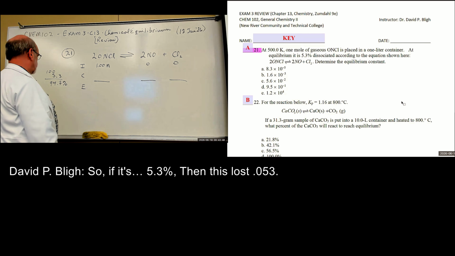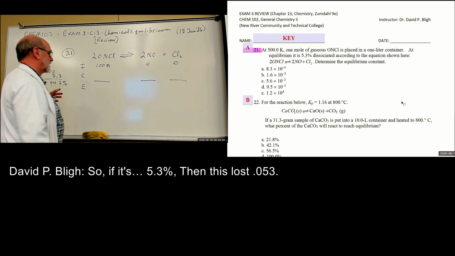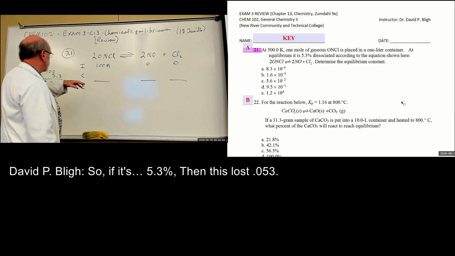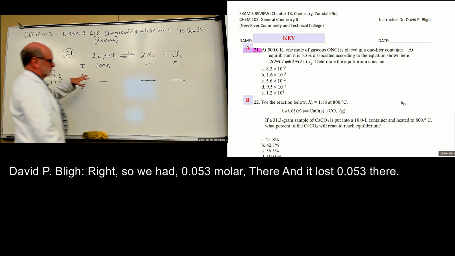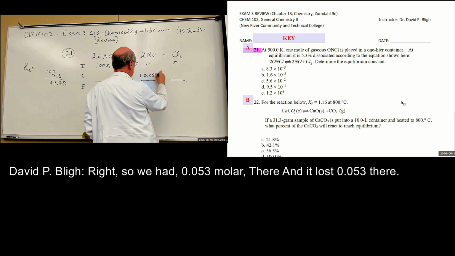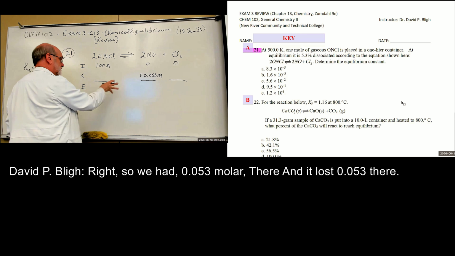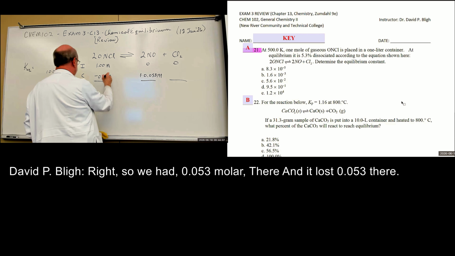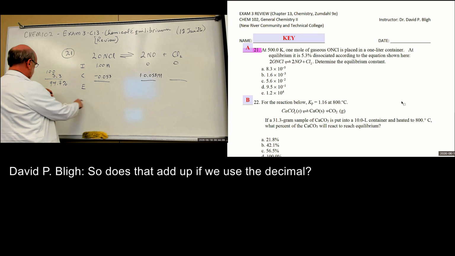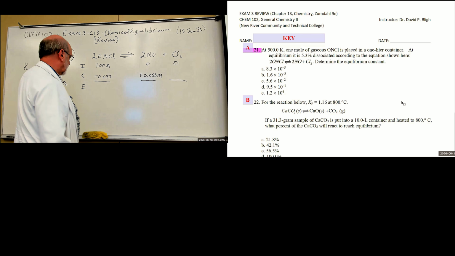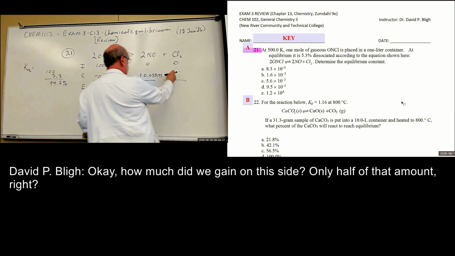So if it's 5.3%, then this lost 0.053. Right? So we had 0.053 molar there, and it lost 0.053 there. So does that add up if we use the decimal? Yeah, that adds up. Okay, how much did we gain on this side?